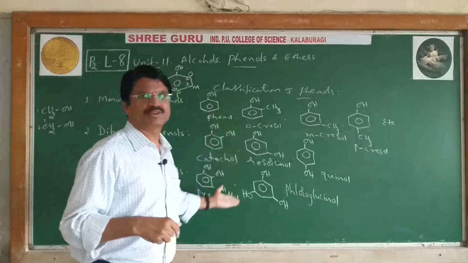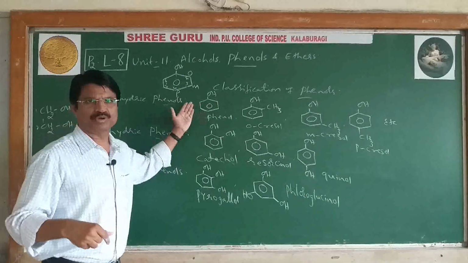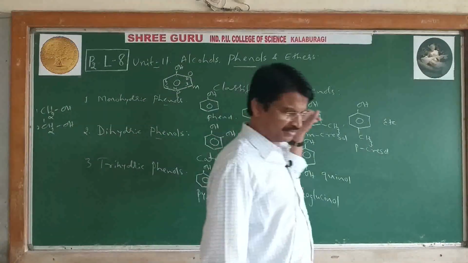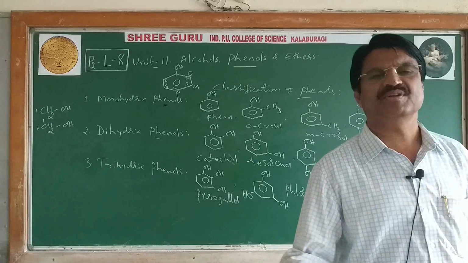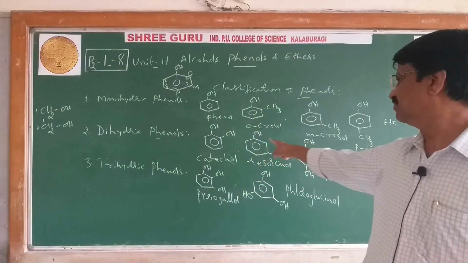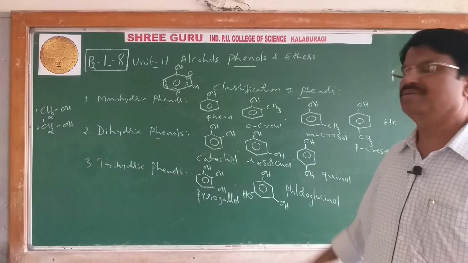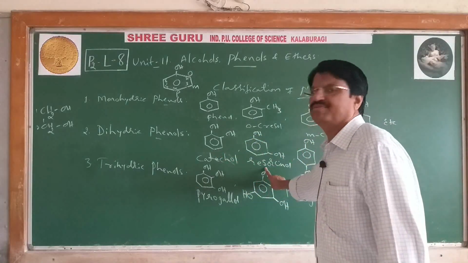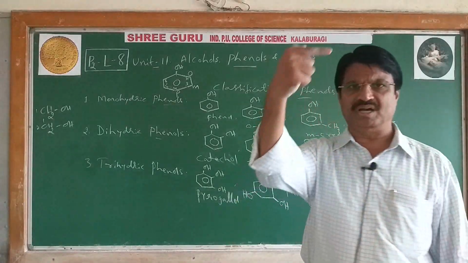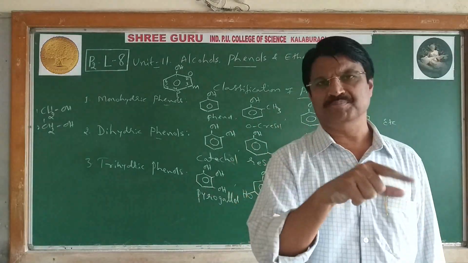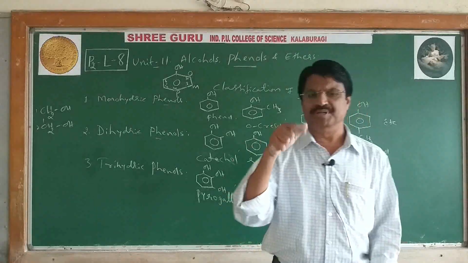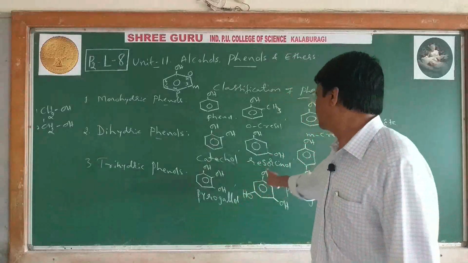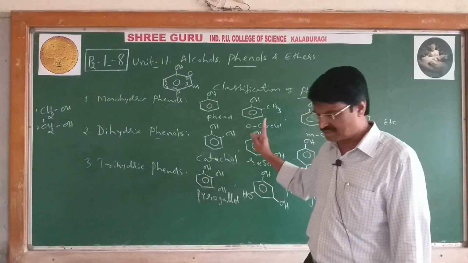Then classification of phenols based on the number of OH groups: monohydric, dihydric, trihydric. Monohydric phenols: phenol, cresol, etc. Dihydric phenols: resorcinol, catechol, and quinol. Such examples are there even in objective type questions. Which of the following is resorcinol? They will give IUPAC names: benzene 1,2-diol, benzene 1,3-diol, benzene 1,4-diol, benzene 1,2,3-triol. Only benzene 1,3-diol is resorcinol.